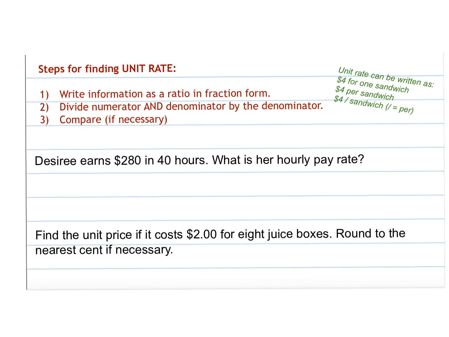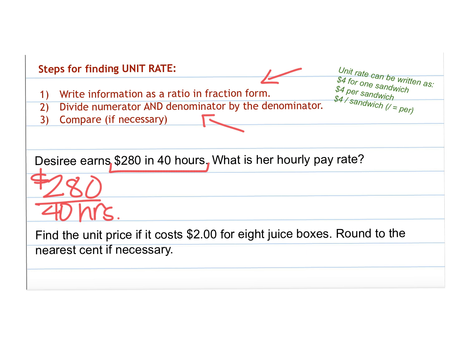If we want to find a unit rate, we're going to write the information as a ratio. Then we divide our numerator and denominator by the denominator, and then we compare if necessary. Desiree earns $280 in 40 hours. So we're going to write that as a ratio first. $280 in 40 hours. And it's important to use units so we know what we're comparing, and especially then when we can get our unit rate, then we know what our label is.